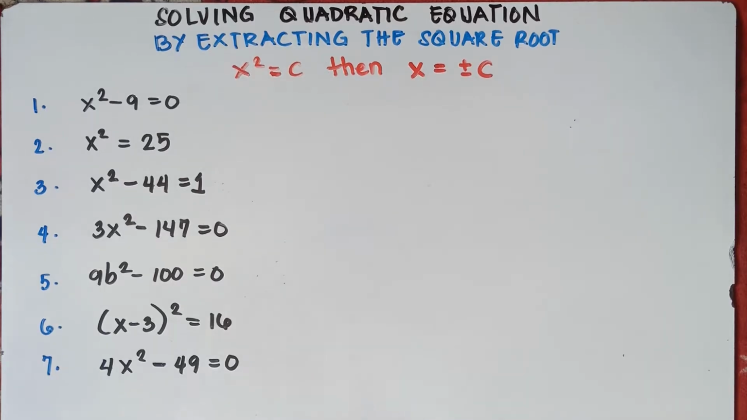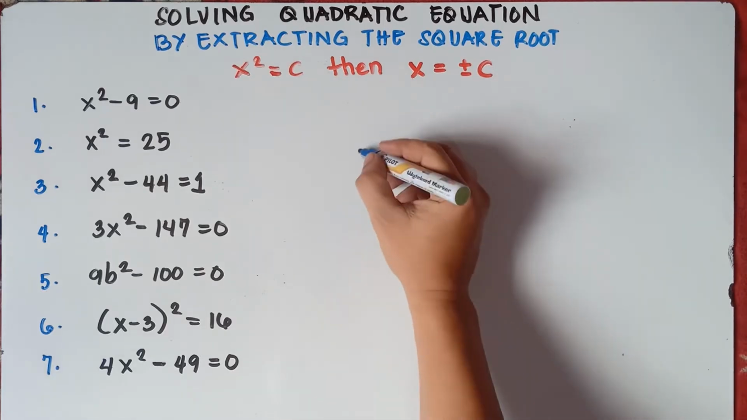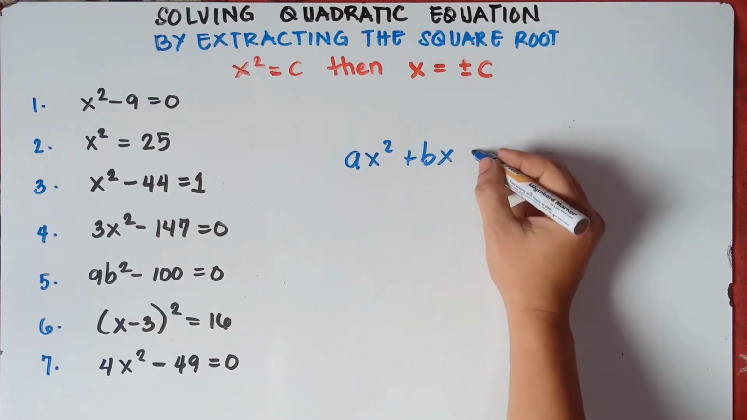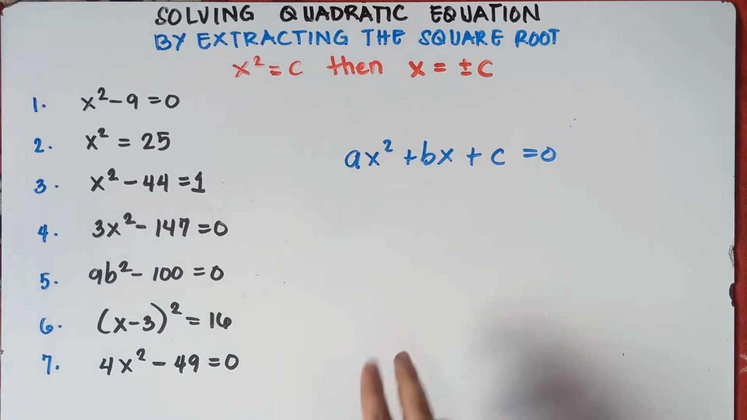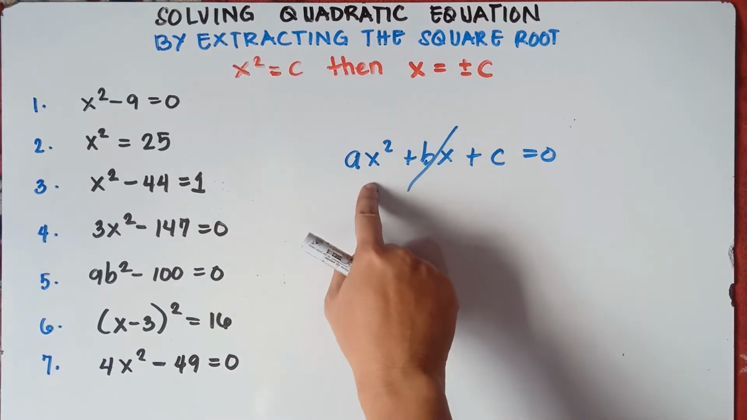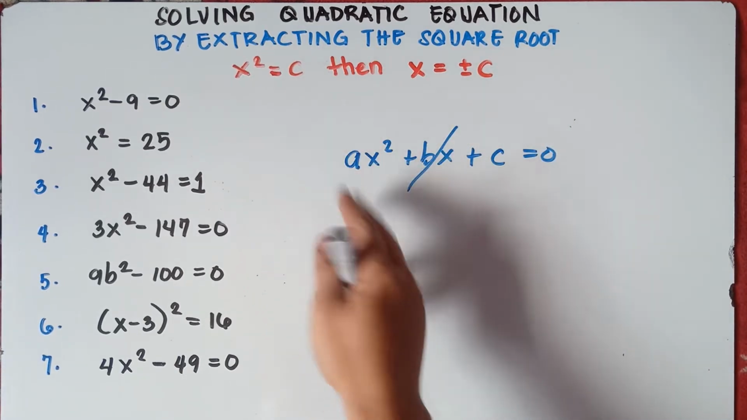Once again, we can only apply subtracting the square root if we don't have the value of the linear term. This is the general form of the quadratic equation: ax squared plus bx plus c equals 0. If you don't have the value of your linear term, and you only have the quadratic term and the constant, you can apply subtracting the square root.